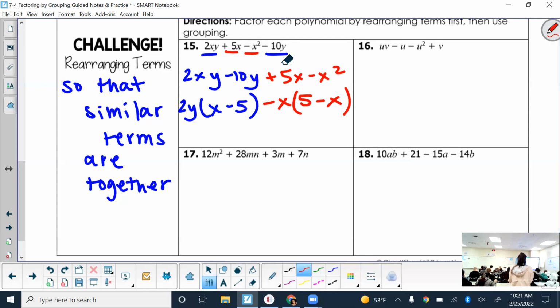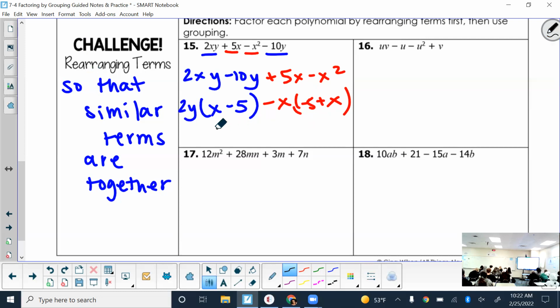And now when we factor it out, what's 5x divided by negative x? Give me a negative 5. And then what is negative x squared divided by negative x? Negative divided by negative gives me a positive. And now they are equivalent. They're in a different order, but the signs match up. The 5s are both negative, the x's are both positive. So that is okay.